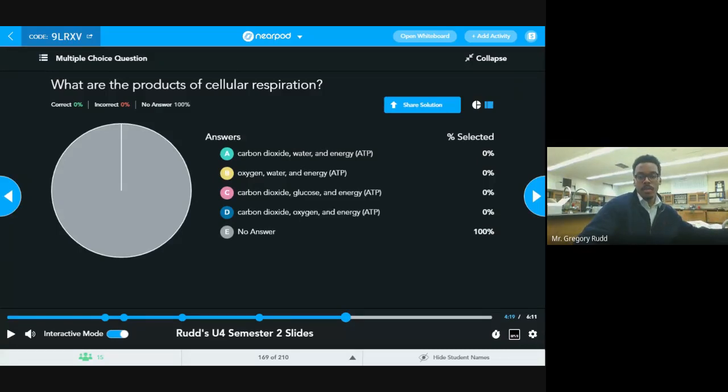All right, so another question here. This is the last one. What are the products of cellular respiration? Multiple choice question here. Think deeply about it. Think about what humans need in order for us to make energy.